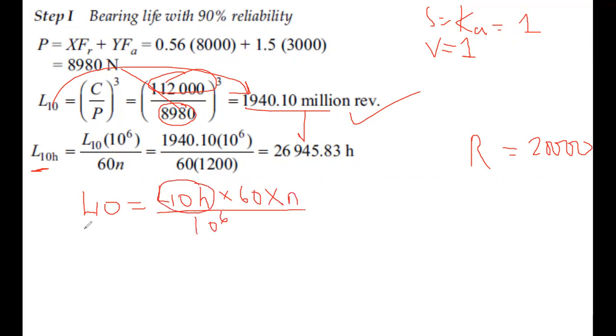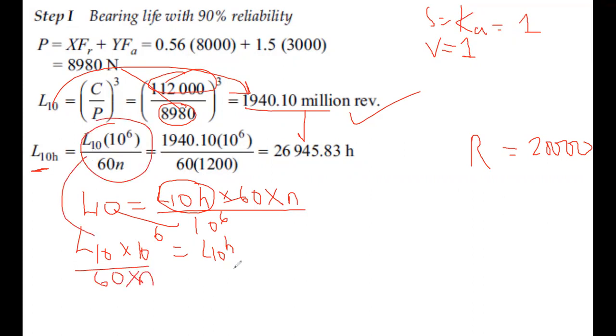So if I want L10H, then L10 will go here into 10 raised to 6 is equal to L10H, and this whole will go down. So this will be 60 into N. This way you will get 626,945.83 hours.